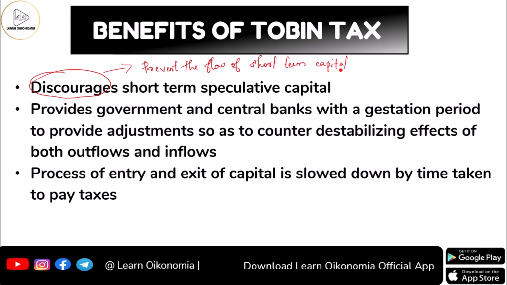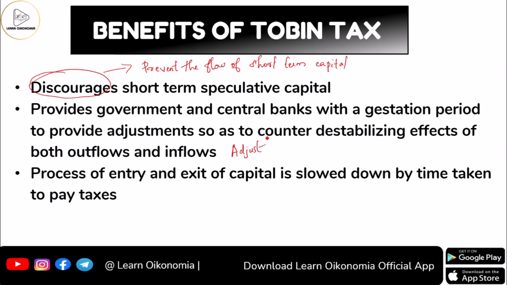And also it would be providing both the government as well as the central bank something called a gestation period. Why is this gestation period given? Because this gestation period would provide both the government and the central bank some time to adjust. Whenever it gives some time for both to adjust, it will definitely help to counter the destabilizing effect of the outflows as well as inflows.